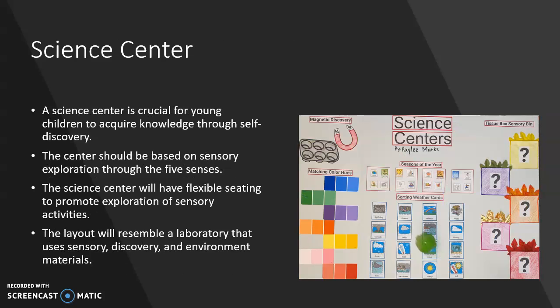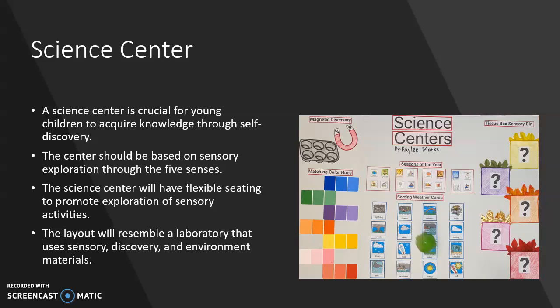Next, I have the Science Center. A science center is crucial for young children to acquire knowledge through self-discovery. The center should be based on sensory exploration through the 5 senses. The Science Center will have flexible seating to promote exploration of sensory activities. The layout will resemble a laboratory that uses sensory, discovery, and environment materials.